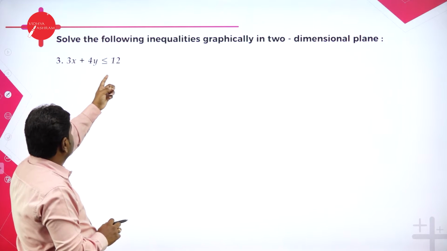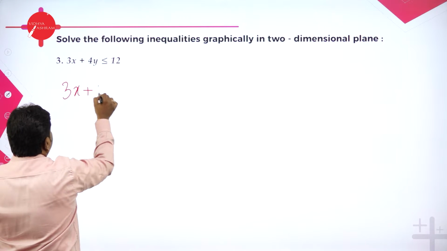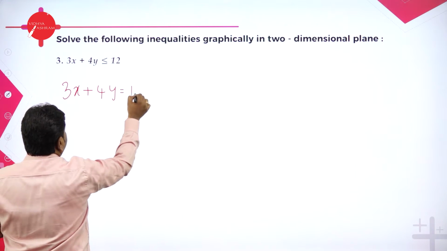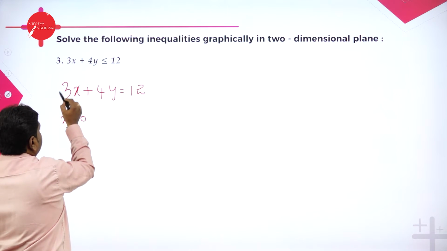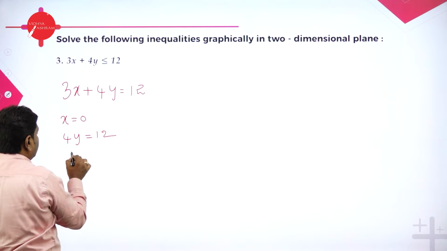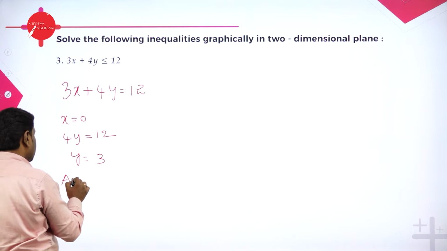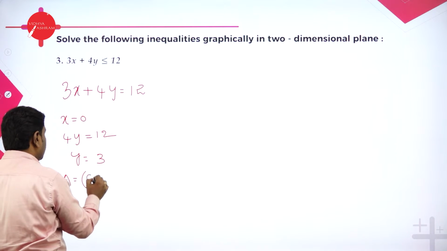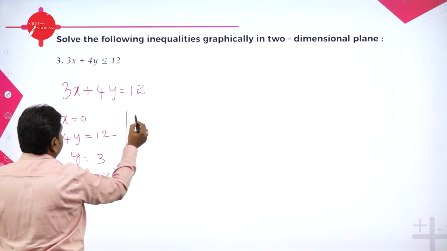3x plus 4y less than or equal to 12. I'll first take 3x plus 4y equal to 12. When x is 0, 3 times 0 is 0, 4y is equal to 12, and y is 12 divided by 4, so y becomes 3. You got a point A. A is x comma y, where x is 0 and y is 3. This is a point on which axis? Y axis.